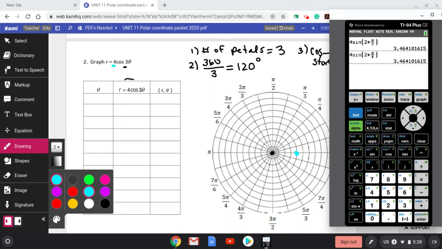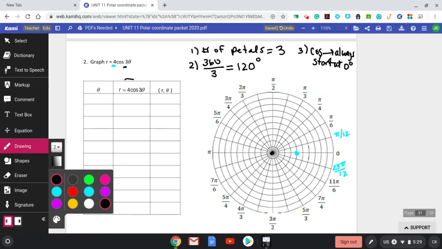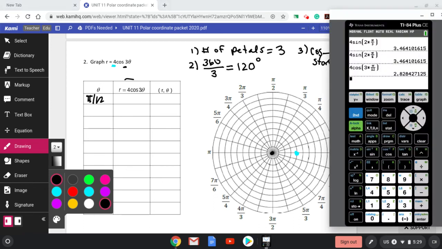So I go to my graphing calculator. I do 4 cosine, not going to screw it up now, 3 times alpha y equals pi over 12. And it's going to be about 2.8. All right, so this is why I gave you a blank canvas here, so you could write it in yourself. Pi over 12 is going to give me about 2.8.